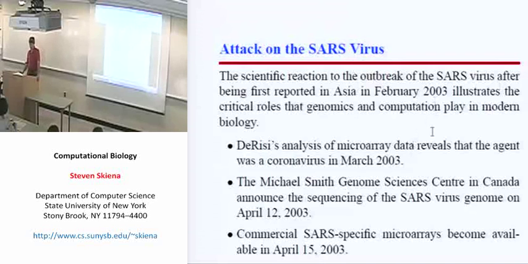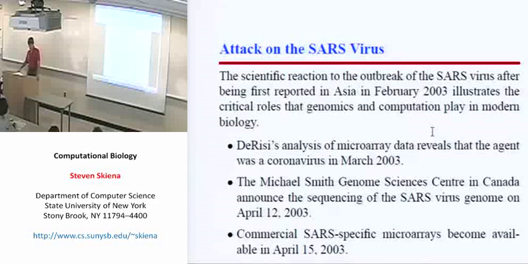A month later, people were able to figure out that it was a virus, and that it was a particular kind of virus. Okay, and the way they did that was using one of these microarrays that we're going to be talking about. They had designed, this guy DeRisi had designed a microarray that would be able to analyze DNA samples and figure out what kind of virus something was. Okay, and this was a big surprise.